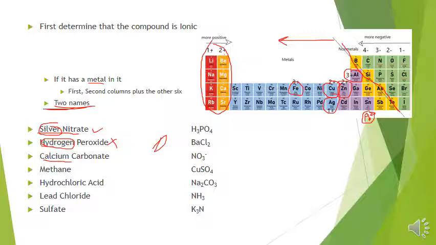Calcium carbonate, is that ionic? Is calcium a metal? It's in the second column, so yes, this is ionic. Okay, methane. Is this ionic? No. One way you can tell is because it's one word. Okay, hydrochloric acid. Is that ionic or covalent? Well, it has 2 names in it. So is hydrochloric a metal? No. It's not in the first 2 columns.